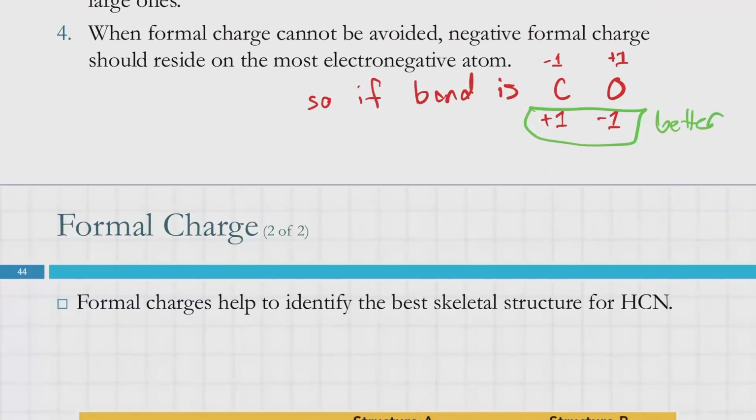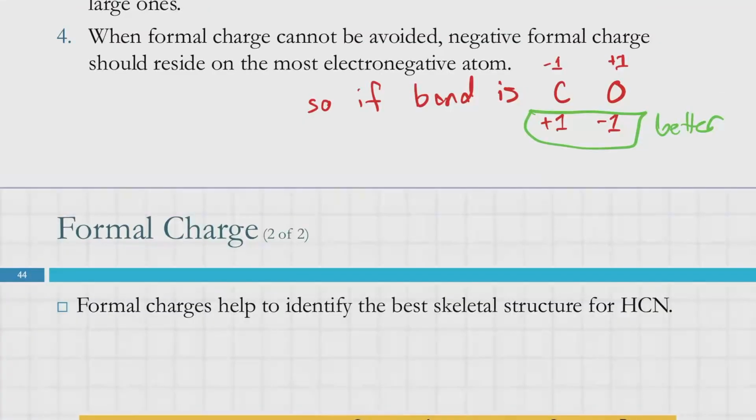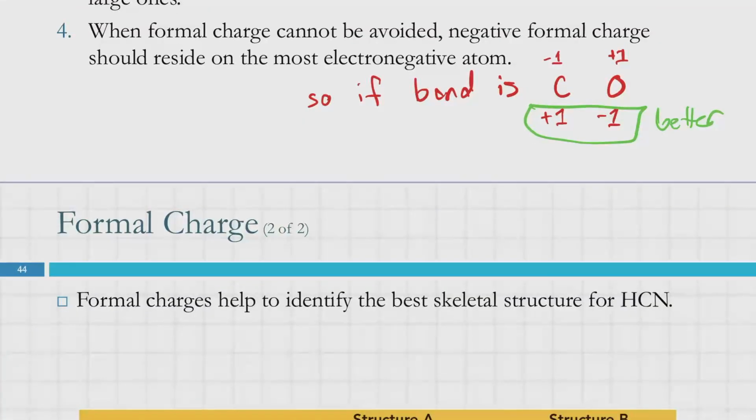Okay, let's use some formal charges to determine the best skeletal structure for HCN. We've got options of HCN. I'm just going to skip to the good part. That should be a correct Lewis structure. Or we've got HNC.